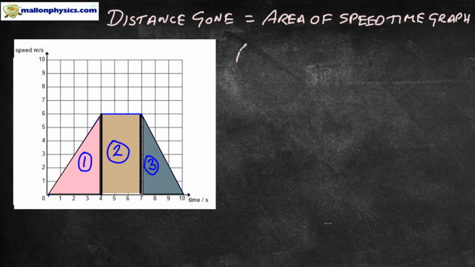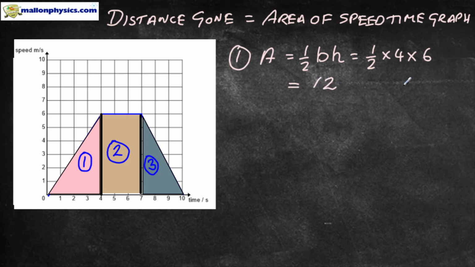So for example, the first area 1, the area of that triangle is going to be 1/2 times the base times the height. So that's going to give us 1/2 times the base of the triangle, which is 4, times the height of it, which is 6. So the first area is going to be 1/2 times 4 times 6, which is 12. So I know the area is 12, but the distance gone will be 12 metres.